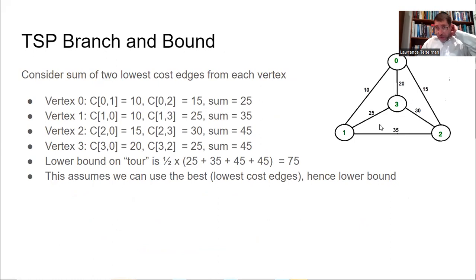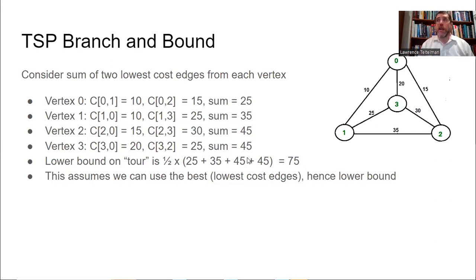So what we're going to do is look at it from the perspective of each vertex. From the perspective of each vertex, we look at the two lowest cost edges, the two cheapest edges. So how many edges does each vertex actually have? This is a complete graph, by the way. Can someone tell me how many neighbors each one has? 3. 3.